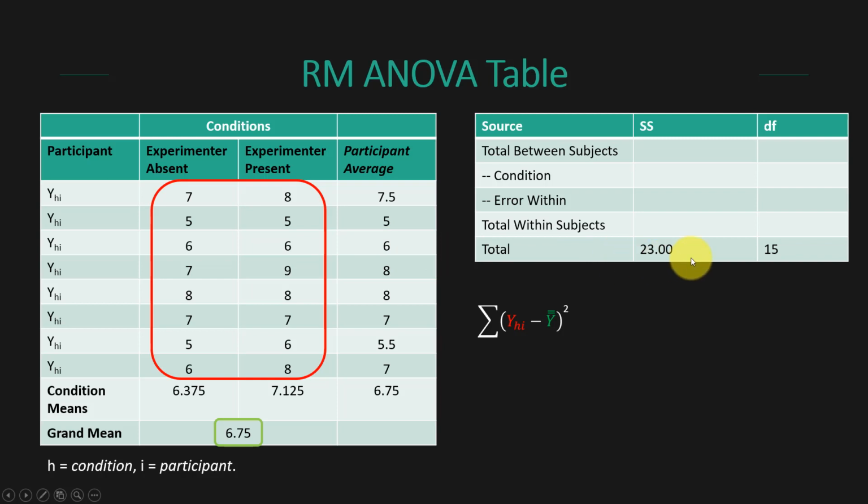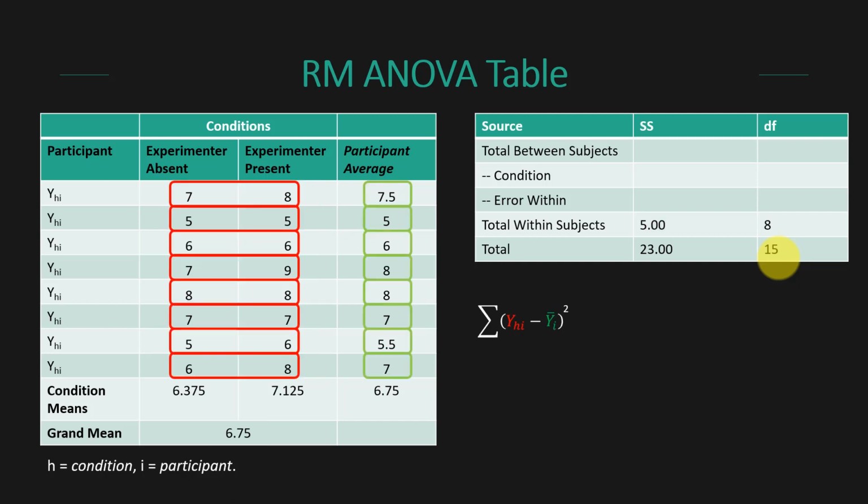First, let's calculate our sum of squares total, because that's a relatively easy one to do. The sum of squares total is just each observation for each person in each condition relative to the grand mean. So I would take each of these scores, subtract off the grand mean, square them, and add them all together. In this case, that happens to be a sum of squared errors of 23. And the degrees of freedom here are going to be 15 because we have 16 total observations minus the one parameter that we need to estimate. So n minus 1 is 15. We have 15 degrees of freedom here.